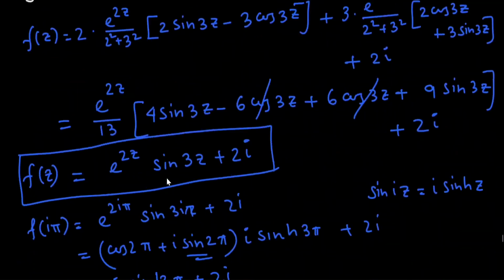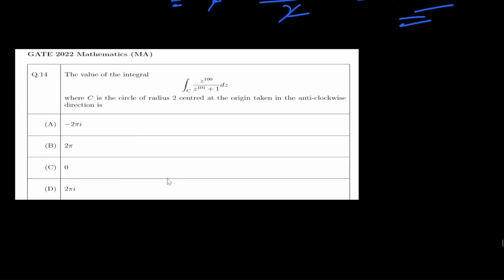Now go to the next question. The question number is this, also from GATE 2022. The question says: the value of the integral over C of 100 z^100 by z^101 plus 1 dz. Here we apply the theorem called the argument principle, which is equal to the integration over C of f'(z) by f(z) dz.